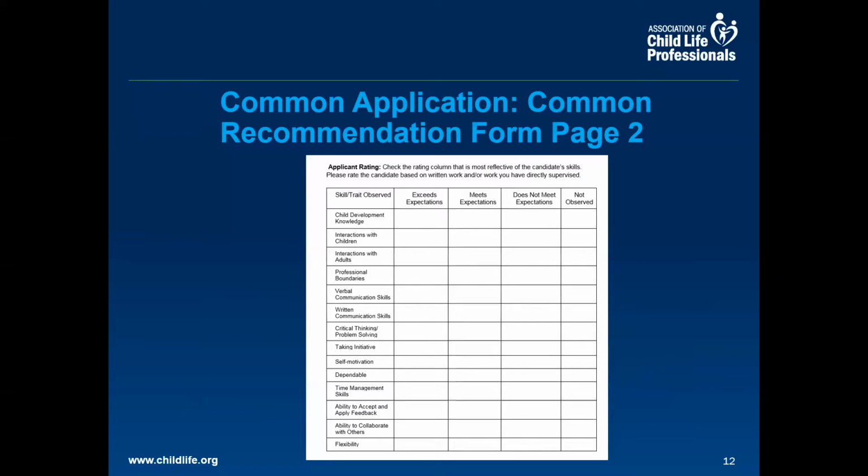The common application form and this recommendation form on the second page, you can see that the person goes through and they click where they feel that student falls. So it can be exceeds expectations, meets expectations, doesn't meet expectations, and not observed. And this is a fairly simplified process to keep it fast and easy for everyone involved.